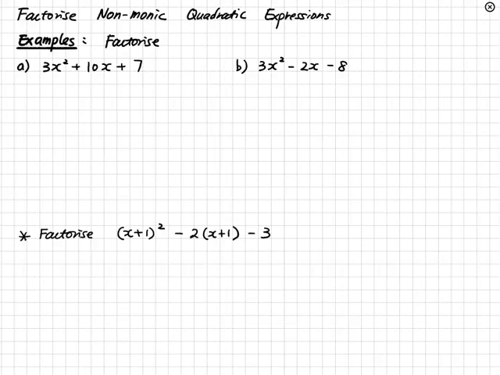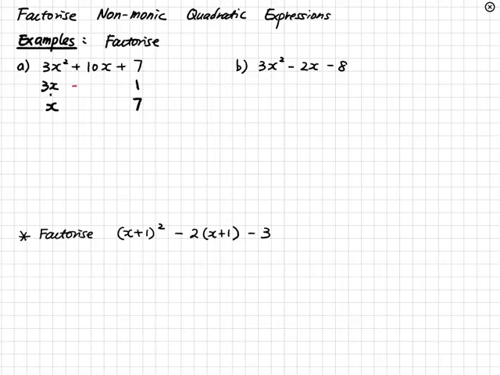Now let's have a look at question A. So we're going to firstly have a look at 3x squared. What are the factors that will multiply to that? So 3x times x. Great. What about 7? 1 times 7 will give me 7. So now think about how we multiply these sets of numbers so that we can get to 10x at the end.